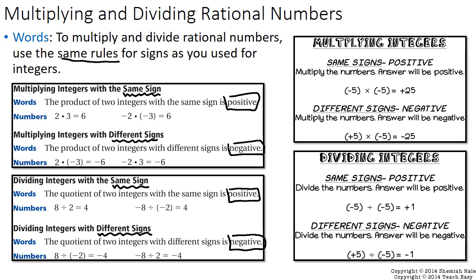So what we are going to be seeing here is that when we are multiplying and dividing rational numbers, it's going to follow the same pattern. If we multiply or divide numbers with the same sign, our answer is going to be positive. If we multiply or divide numbers with different signs, that means our answer is going to be negative.